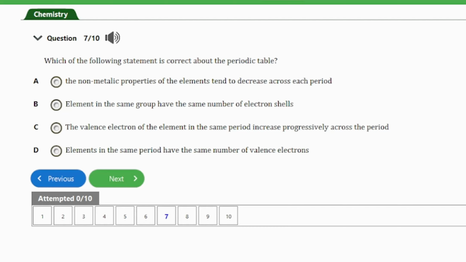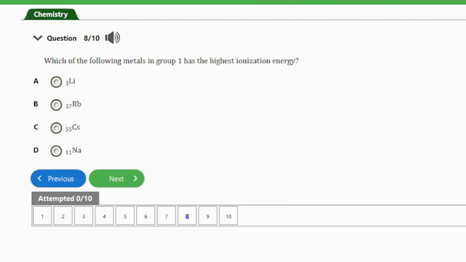So guys, the answer to this question is option C. The valence electron of the elements in the same period increase progressively across the period. And that's the answer to this question, guys. Let's look at the next question, and that's question number 8.